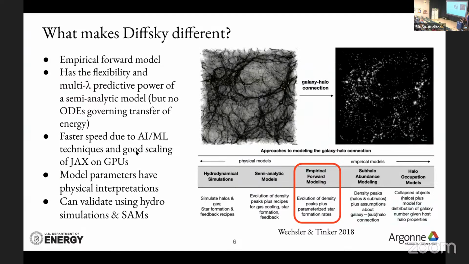I would say that in the spectrum of galaxy halo connection models, diff-sky lives firmly in the empirical forward modeling regime. However, it has the flexibility and multi-wavelength predictive power of a semi-analytic model, but it is not a SAM in the sense that there are no ODEs governing the transfer of energy. We are also taking advantage of AI/ML techniques to significantly speed up our modeling pipeline, but it is not a machine learning model because all of our model parameters have real physical interpretations. And as we continue to develop our model, we can validate its flexibility using other models of galaxy formation like hydro simulations and semi-analytic models.